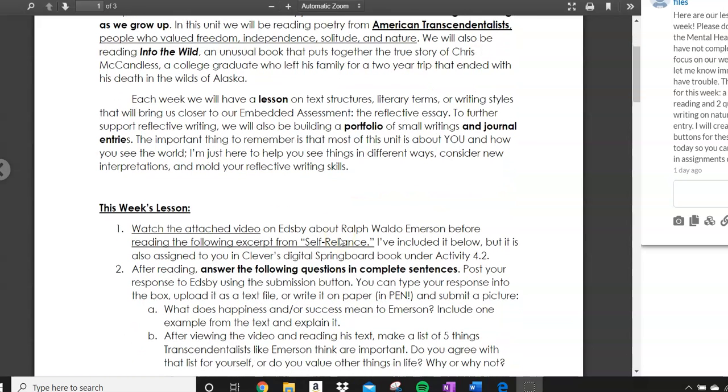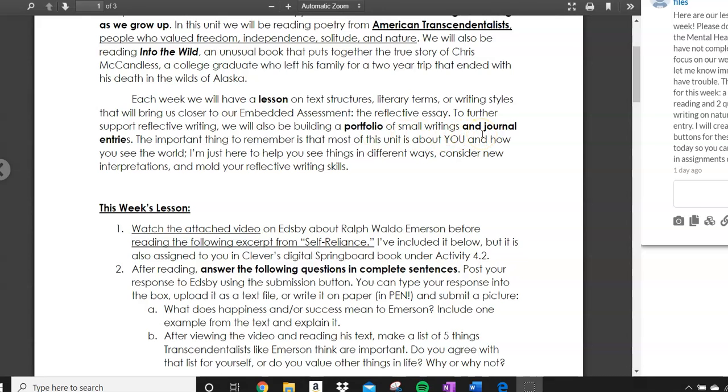So each week we have 3 pieces. We have our lesson, we have our portfolio, and we have our journal entries. So lesson's going to be, usually, Springboard. We're taking a look at another piece of text that's going to help us understand these things. Portfolio is also going to help us as we get toward the embedded assessment. So it's going to be a lot of small pieces of writing that are going to add up to something you can use for your essay. Same thing with the journal entries.